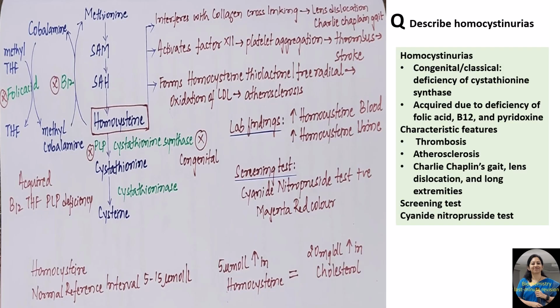Now just a quick summary of homocystinuria. Two types: classical or congenital, due to deficiency of cystathionine beta synthase enzyme, and acquired, due to deficiency of folic acid, B12 and pyridoxal. Characteristic features: thrombosis due to activation of factor 12, atherosclerosis due to oxidation of LDL, and because of interference with collagen cross-linking, there is Charlie Chaplin gait, lens dislocation and long extremities. It can be identified by a screening test, the sodium nitroprusside or cyanide nitroprusside test, where urine changes its color to magenta red.